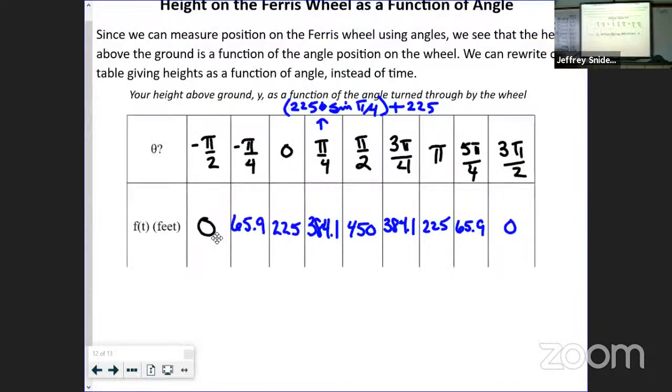So I'm going to draw a graph of this. Now, can anybody tell me what the inputs, what were our inputs on this? What were our inputs and outputs? What were the inputs? What were the domain values?